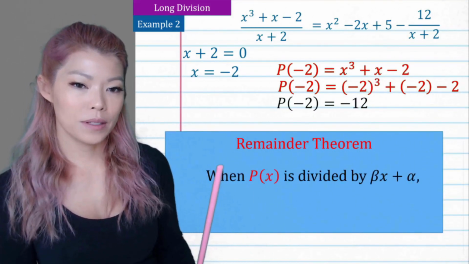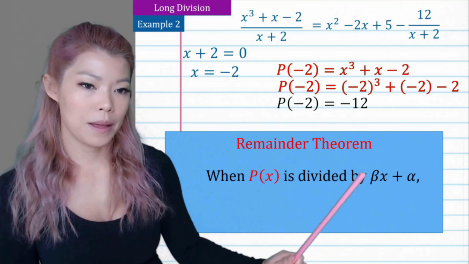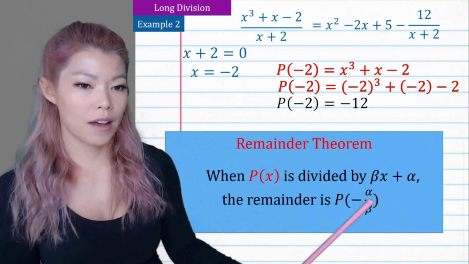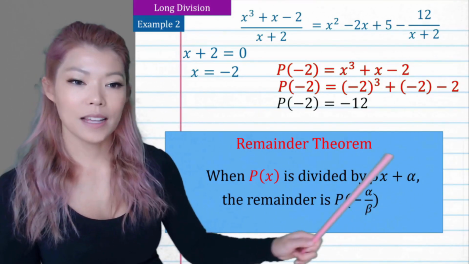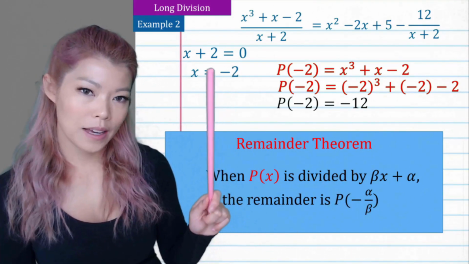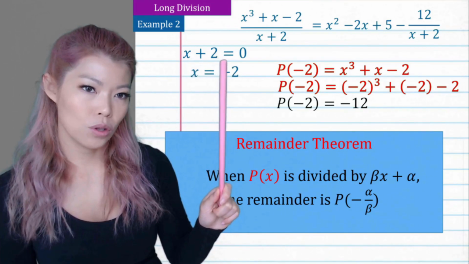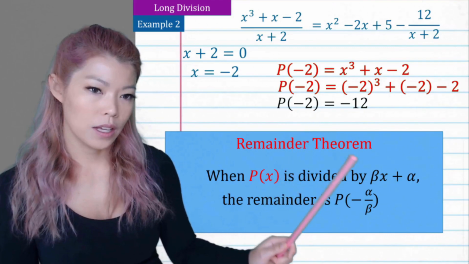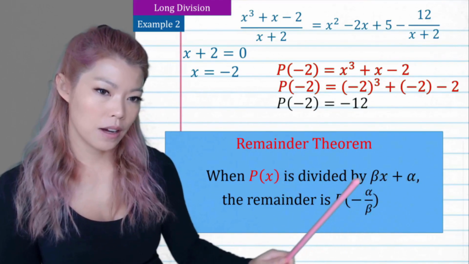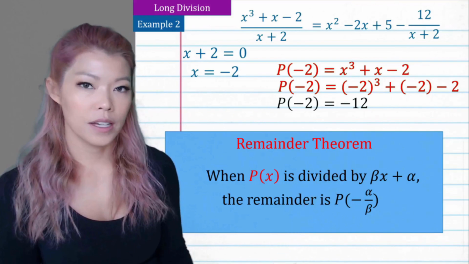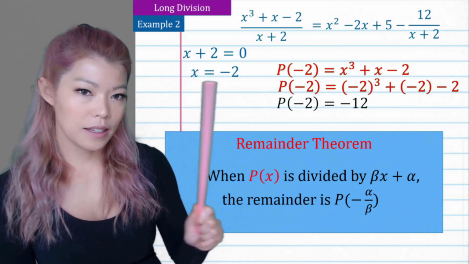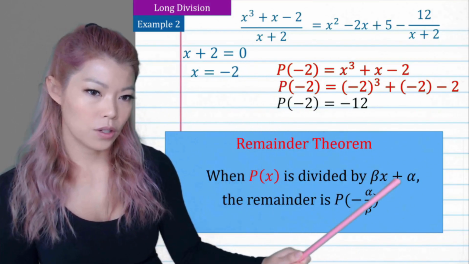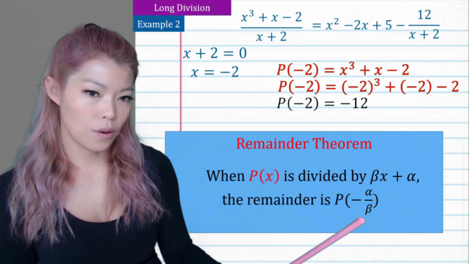So what is the remainder theorem? The remainder theorem is when p of x is divided by beta x plus alpha, then the remainder is p of negative alpha over beta. This sounds a little bit more confusing, but if you look back here, when we have x plus 2, the remainder you can work out by doing p of negative 2. So when you have x plus alpha, p of minus alpha will give you the remainder. In this example, beta was 1 and alpha was 2. So minus 2 over 1.